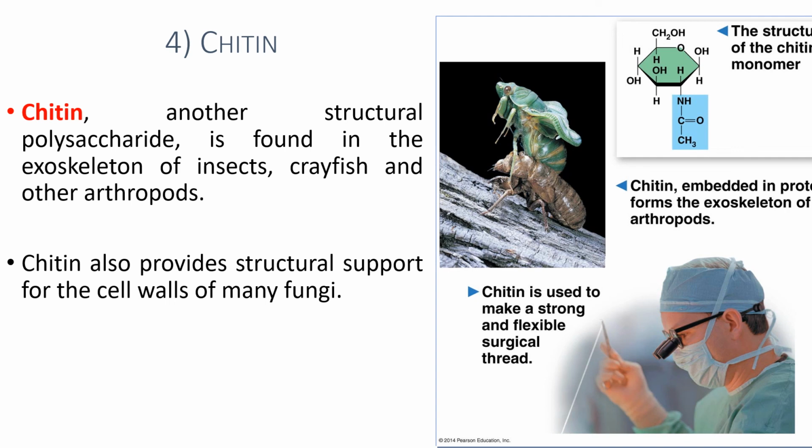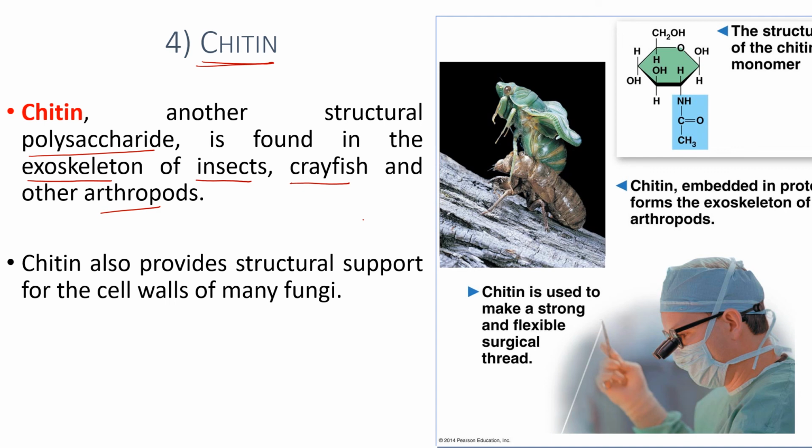The next polysaccharide that has a structural function is chitin. Chitin is another structural polysaccharide. It is found in the exoskeleton of insects, crayfish, and other arthropods. Chitin can also provide structural support for the cell wall of many fungi.